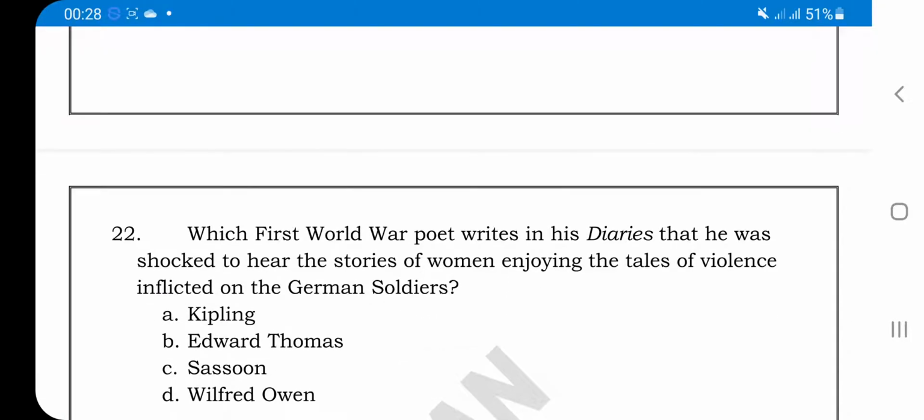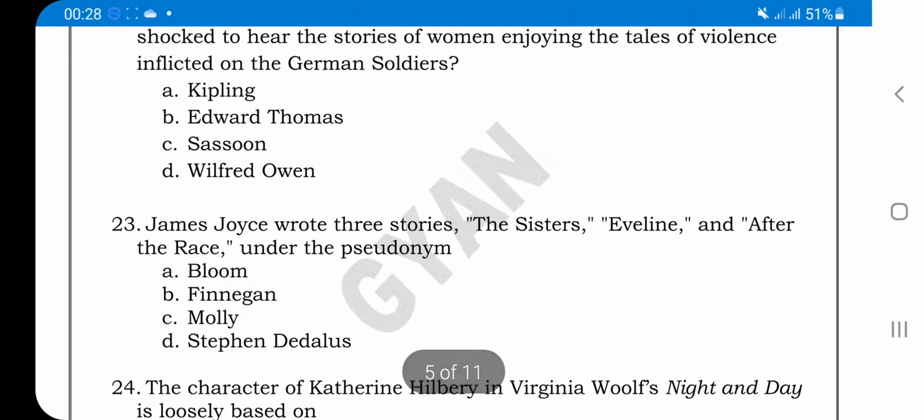Now, which First World War poet writes in his diaries that he was shocked to hear the stories of women enjoying the tales of violence inflicted on German soldiers? Now, this is really something that horrifies.